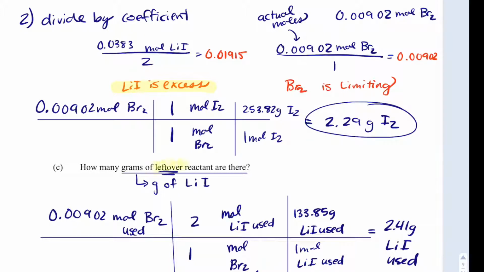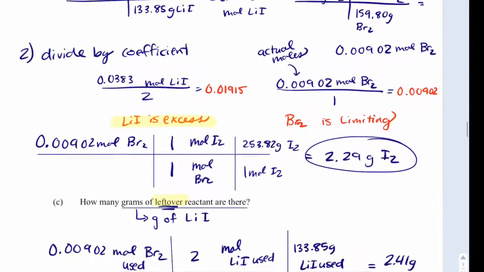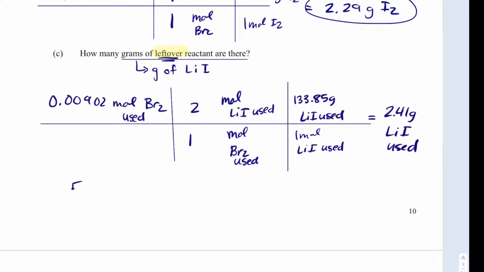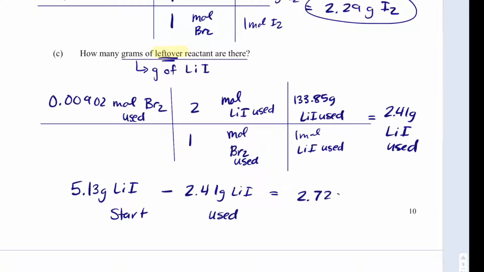The question asks for leftover, so I just have to look back up. And it looks like I started with 5.13 grams of LiI. I just calculated that I used 2.41 grams of LiI. So when I math that out, there's 2.72 grams of LiI that is left over. And what would that look like? It's just going to be sitting in my beaker.